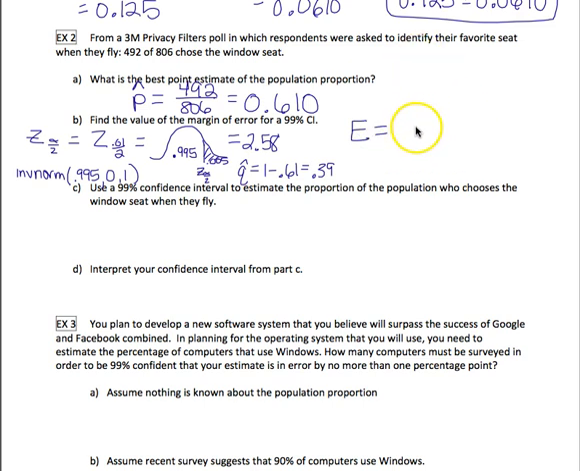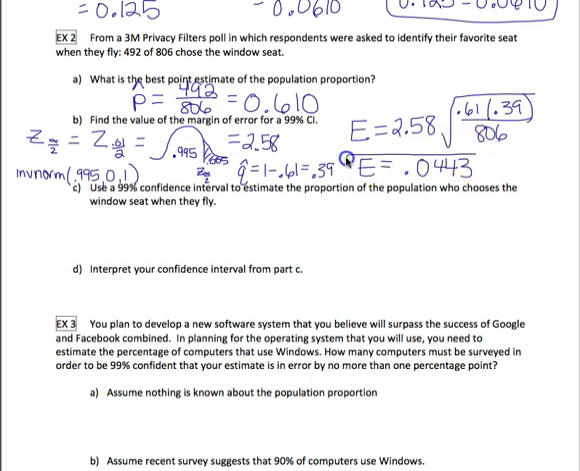So margin of error equals z sub alpha over 2 times the square root of p hat, which is 0.61, times q hat, which is 0.39, all divided by n, the sample size, which is given to us in the original problem, so that's 806. And so then, of course, we can just type this whole thing into our calculator, and we should get 0.0443 approximately. So there is our margin of error.